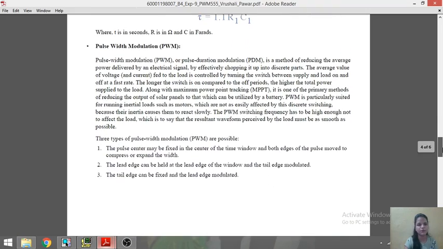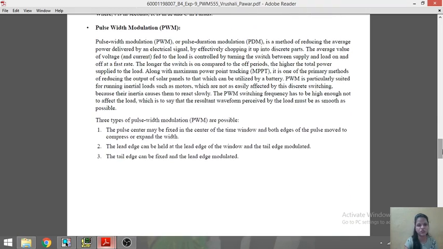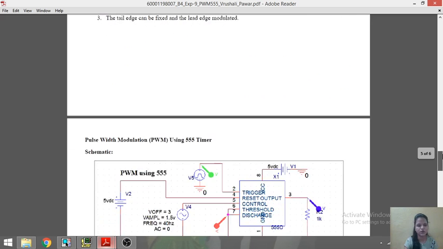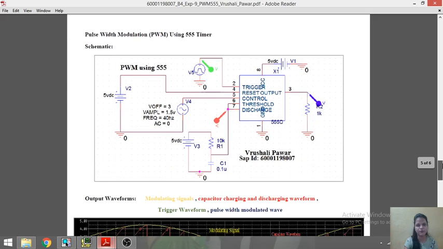Next is about pulse width modulation. Pulse width modulation, or pulse duration modulation, is a method of reducing the average power delivered by an electrical signal by effectively chopping it into discrete parts. The average value of the voltage and current fed to the load is controlled by turning the switch between the supply and load on and off at a fast rate. Here you can see the types of pulse width modulation that are possible: 1, 2, 3. Next is the circuit diagram of the pulse width modulation.